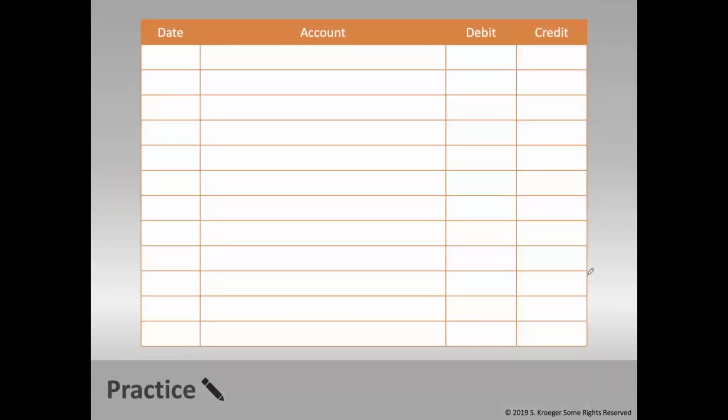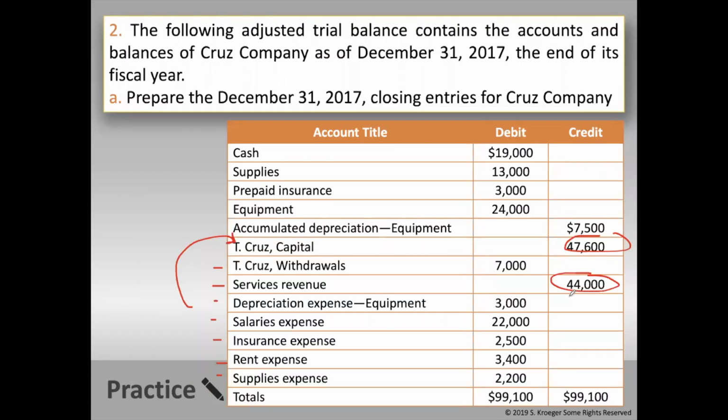The date would be the last day of the accounting period. In this case, it's the end of the year, 12/31. We're going to debit revenue to close it out for the $44,000 balance it has. And then income summary just goes in the other spot, in the credit spot. Income summary of $44,000.